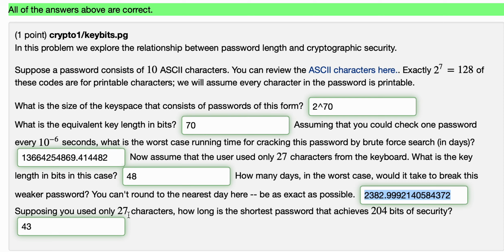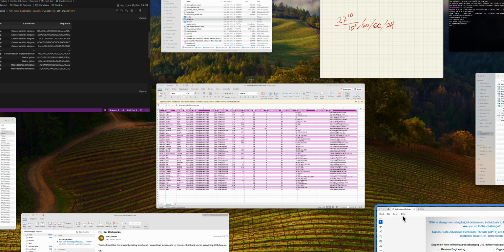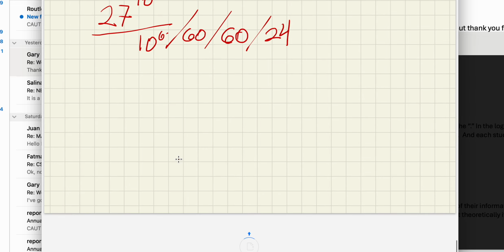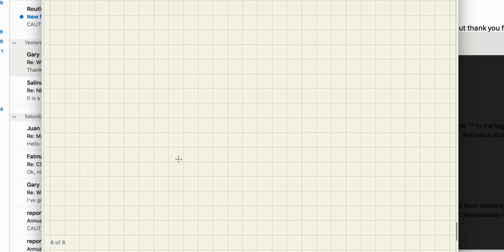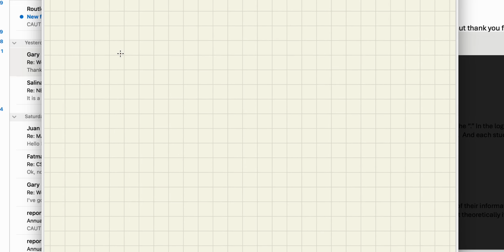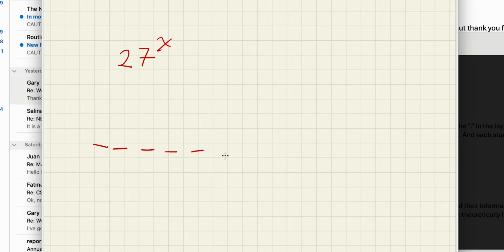So supposing you only use 27 characters, how long is the shortest password that achieves 204 bits of security? So let's go back to the drawing board here. And what do we want? We have 27, but now we haven't decided how long the password is going to be. It's going to be X characters. So now we have a password, and in each blank, one of 27 characters is going to go there. And the password itself is going to be X characters long.